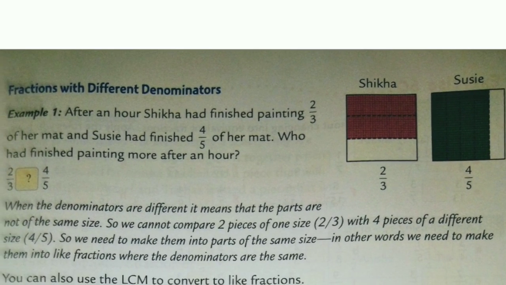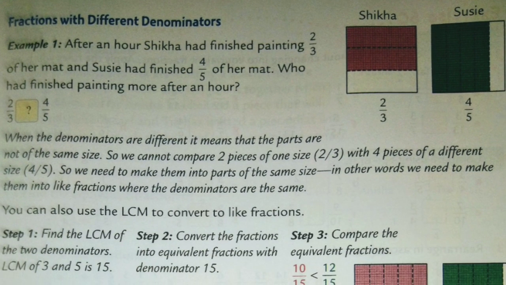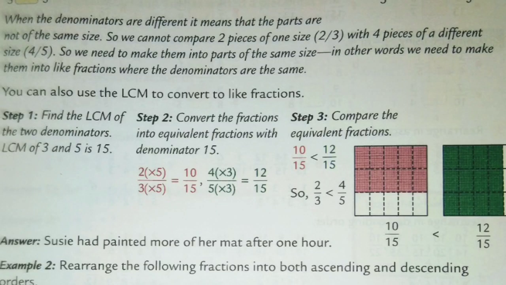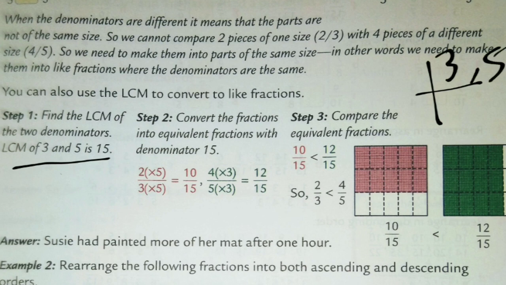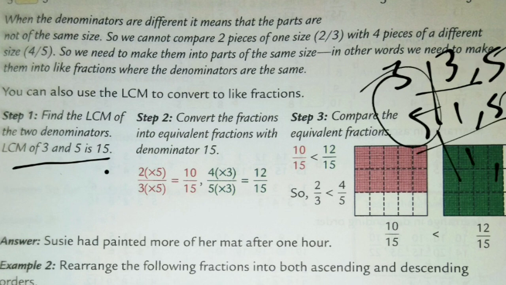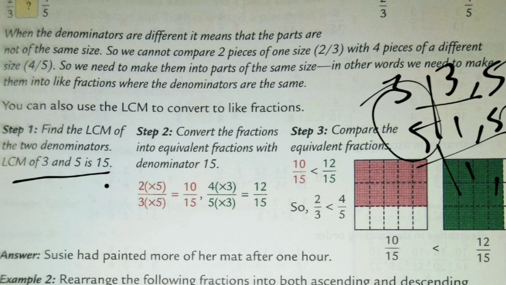Next, fractions with different denominators. In this one, when we are having different denominators, we will find the LCM of 3 and 5. So 3 and 5 LCM, we know how to find it. 3 ones are 3, then 5 ones are 5. So 5 3s are 15. After this, what is the number? The numbers are 2 by 3 and 4 by 5.